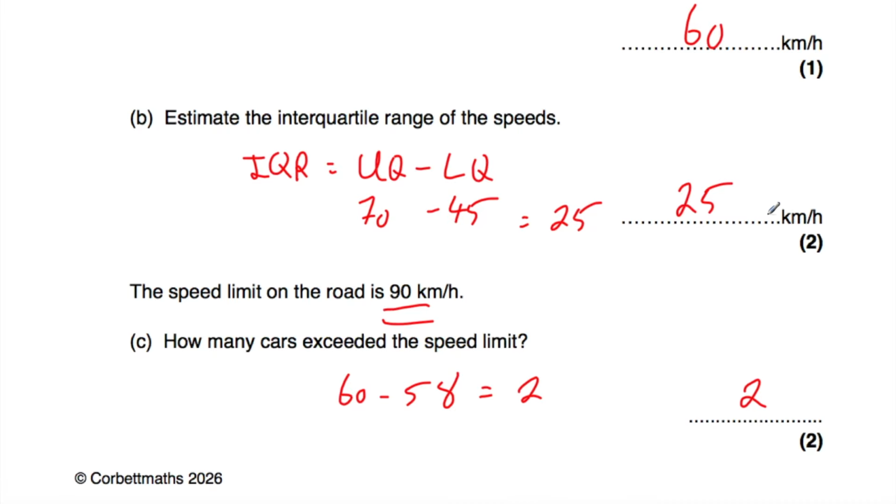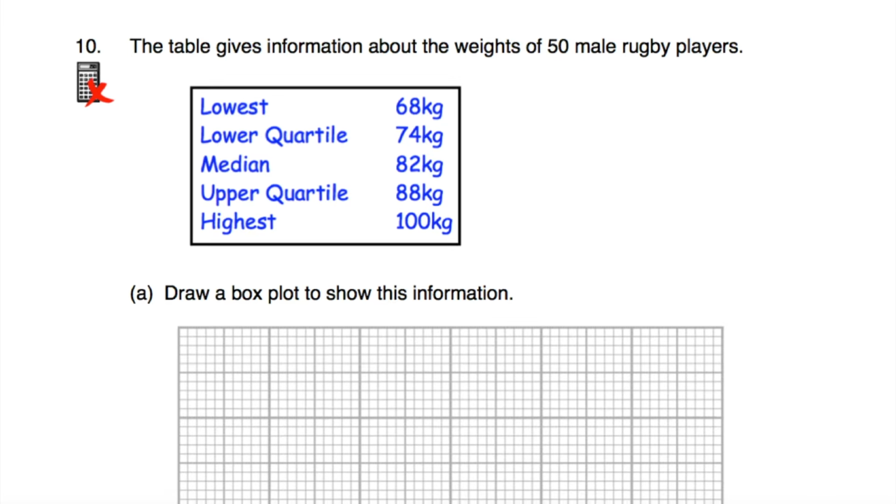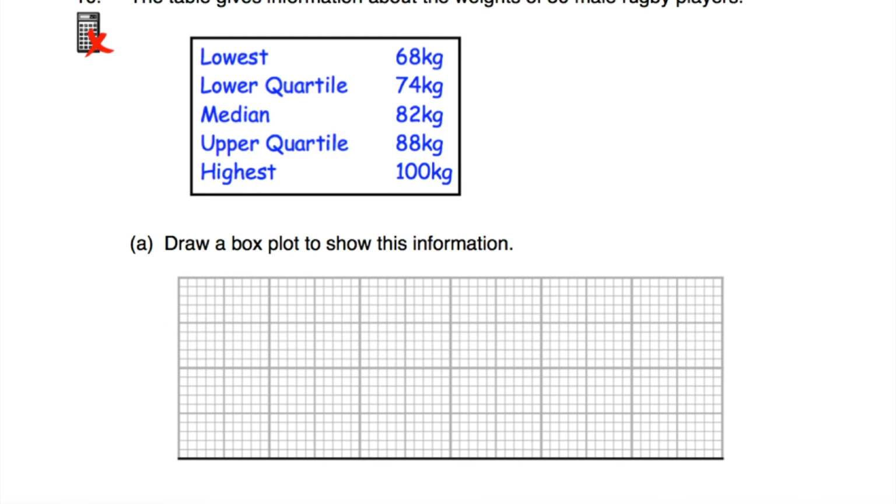And that's it. Okay, let's look at our next question, question number 10. So question number 10 says the table gives information about the weights of 50 male rugby players. So we've got this information, we've got the lowest, lower quartile, the median, the upper quartile and the highest. And we just need to draw these weights or masses, but I suppose in everyday language we use the word weight sometimes to just describe their mass. So here we've got their weights.